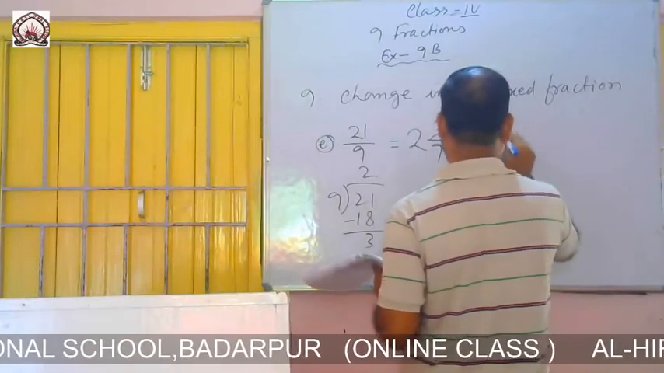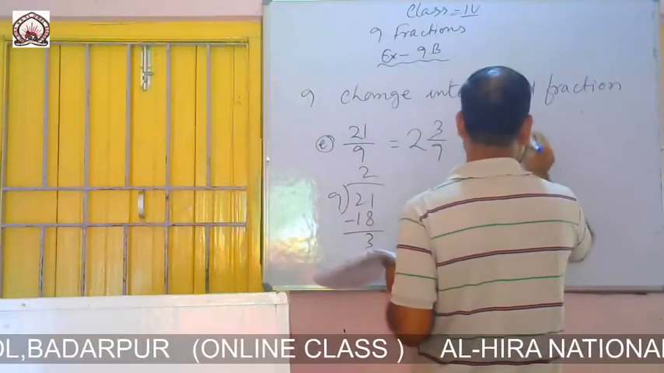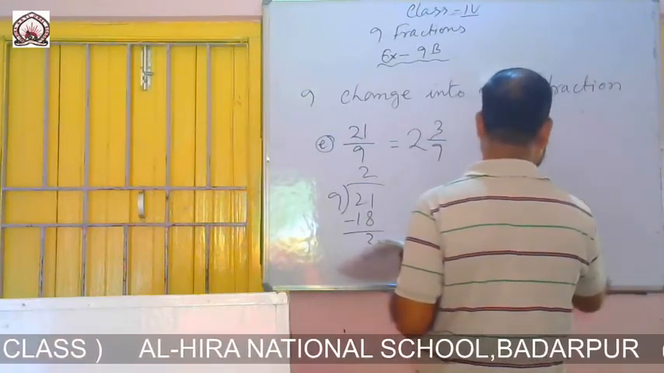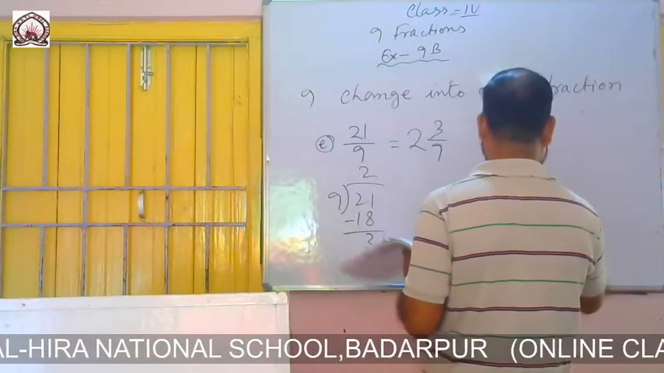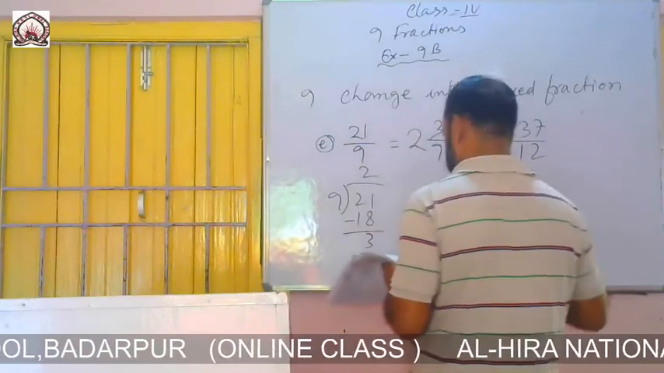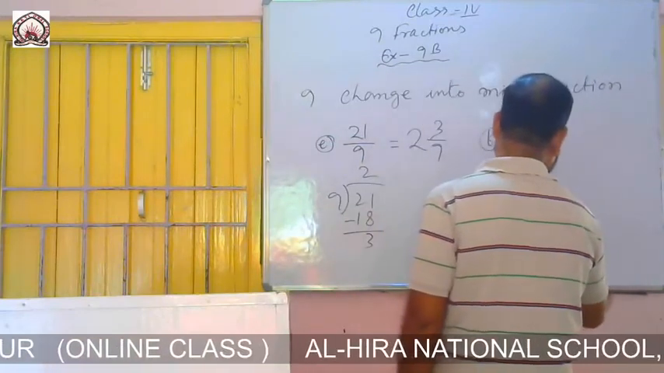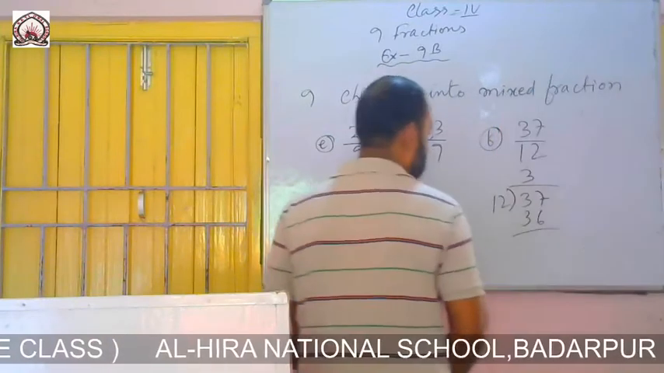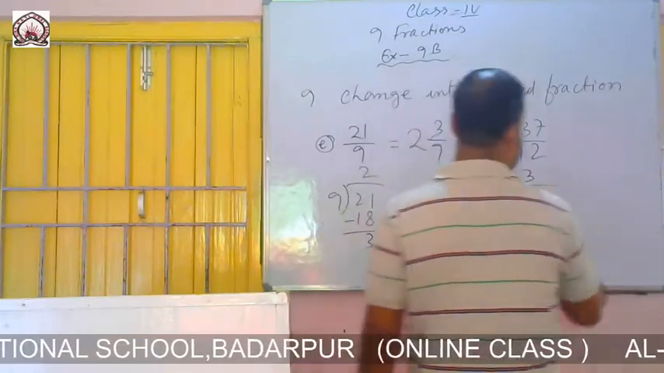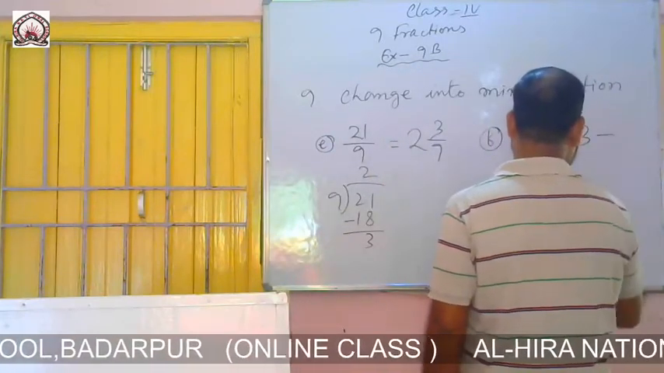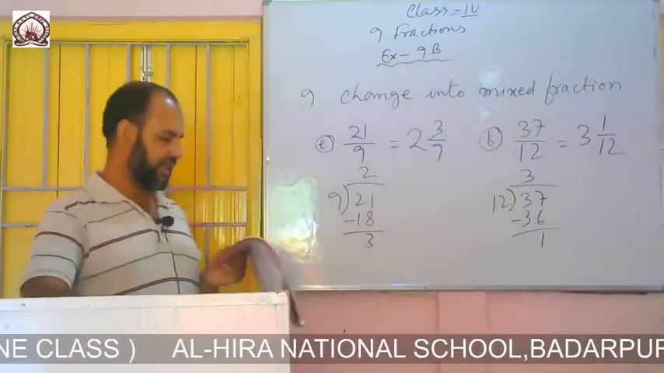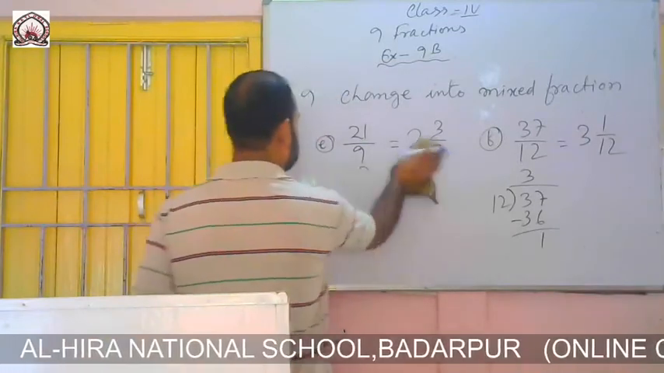Next, question number F. 37 by 12. So divide 37 by 12. So 12 threes are 36. Remainder 37 minus 36 is equal to 1. So the fraction is 3 1 by 12.